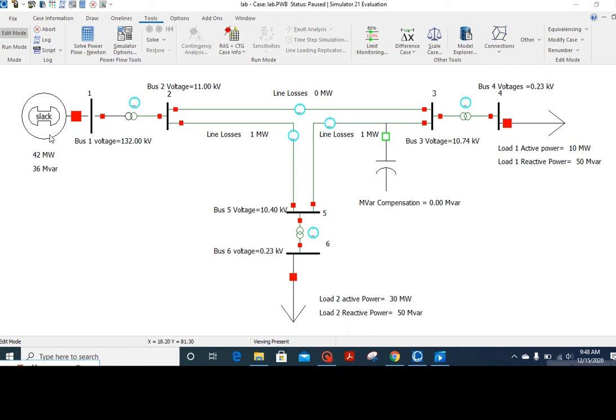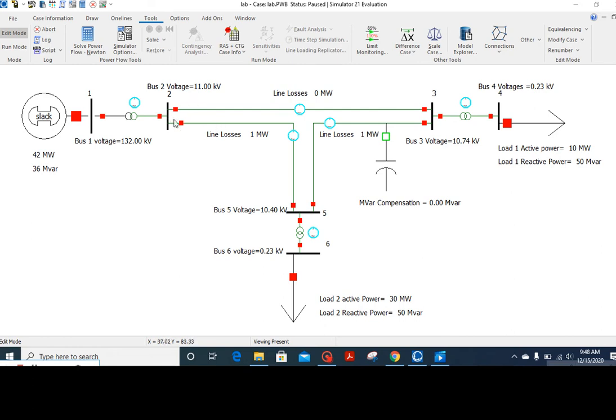Here is a generator. Let me introduce you to the simple network. Here is a generator which is slack type, we may say it a swing generator, and it is connected to bus number 1, which is rated at 132 kV. After that, a step down transformer is used to convert 132 kV to 11 kV. Now we are getting 11 kV on bus 2.